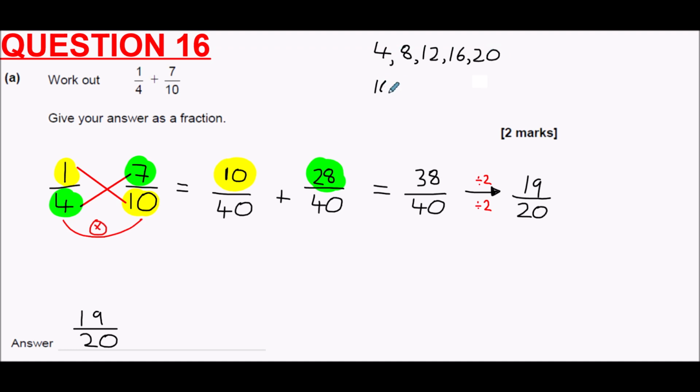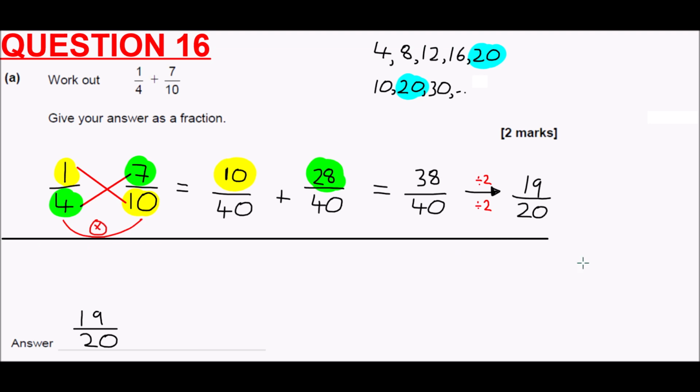And the 10 times table goes 10, 20, 30, and so on. And so what you should spot here is that 20 is the lowest common multiple of both 4 and 10. And so what we could have done as a separate option, just section this off so I'm not getting it confused with what I've done before, we could have got both of these numbers to become 20. So how many 4s make 20? 1, 2, 3, 4, 5.